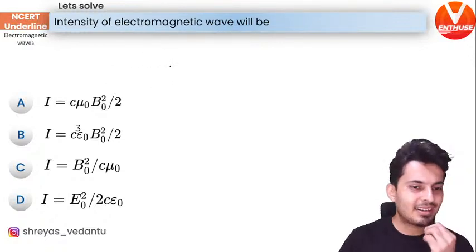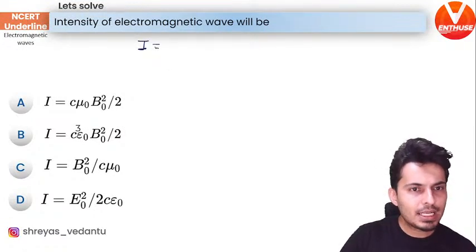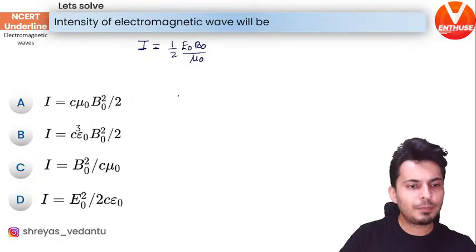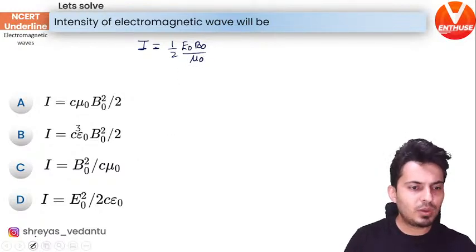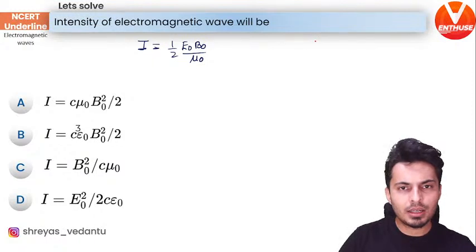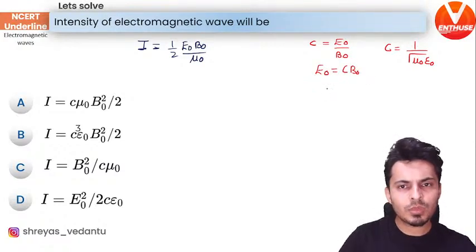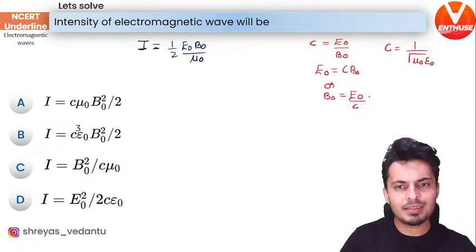Okay, option D, is it? Really? Think about it. Let's see, what is the formula for intensity? The formula for intensity was half, E naught B naught by mu naught, correct? Now, if you try to recollect any other formula, then you will see C was also E naught by B naught. Also, C was 1 by root mu naught epsilon naught. So you can see E naught is equal to C B naught, or basically B naught is equal to E naught by C. This is one way.